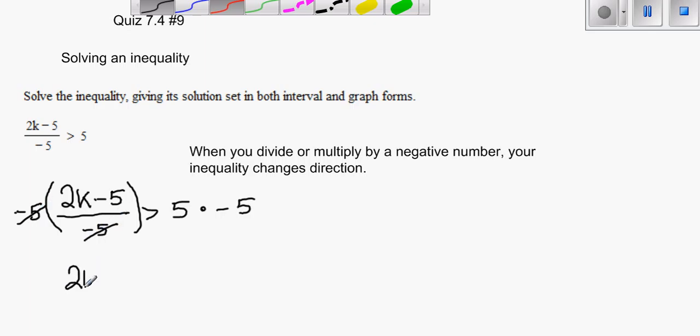That leaves me with 2k minus 5. Remember the rule, when you divide or multiply by a negative number, your inequality changes direction. So this was greater, now it's less, and we get negative 25. So right there, that is the crux to this problem when you're solving inequalities. Alright, so now we'll go ahead and add 5 to both sides, solving using inverse operations.